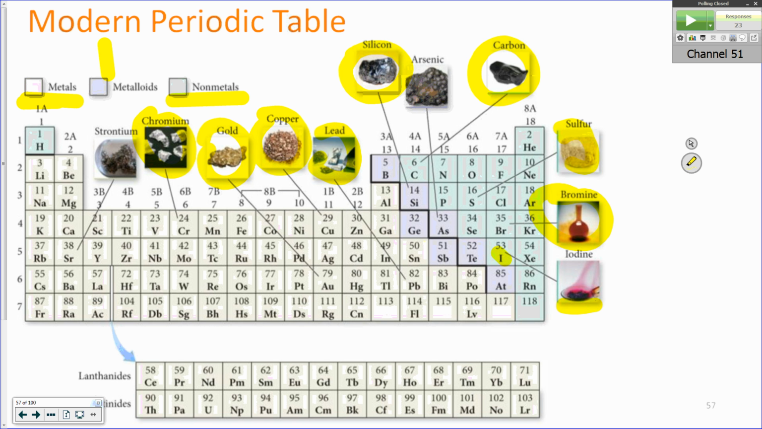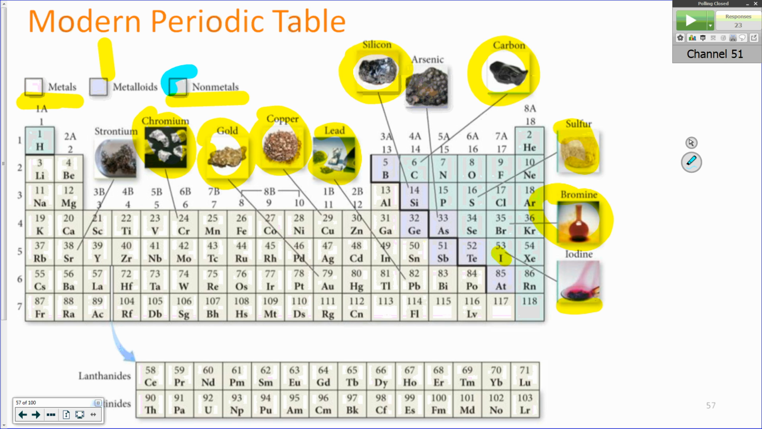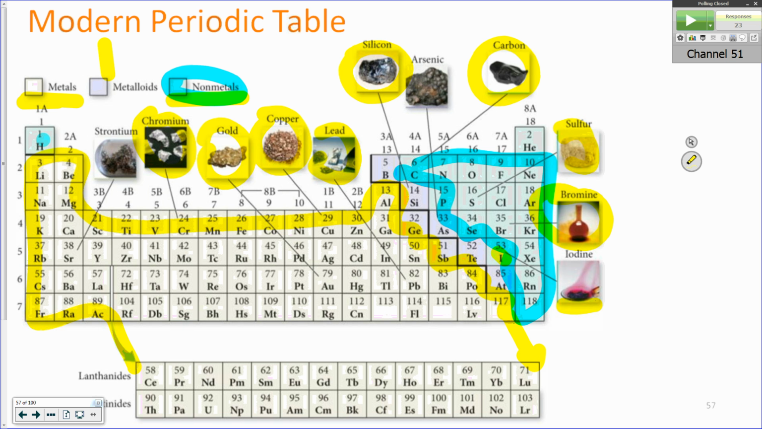So on this, we've got the nonmetals represented in the one nonmetal here. The rest of these guys are nonmetals. Okay, going to the metal side of it, the metals represent this portion of the periodic table, as well as these guys down here. We'll talk about these series down here in a moment.